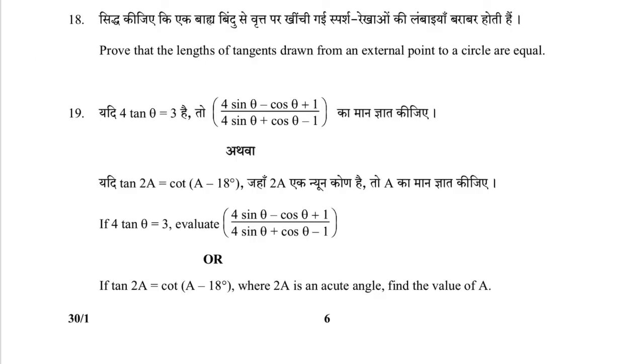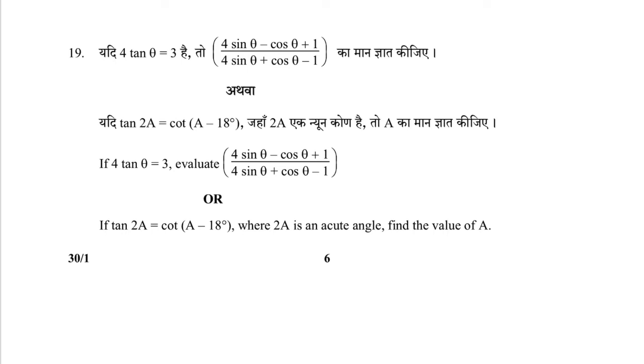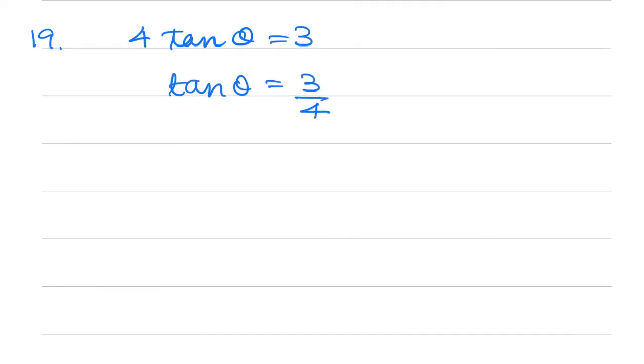Number 19. In this, we are given 4 tan theta is equal to 3, and we need to find out the value of 4 sin theta minus cos theta plus 1 divided by 4 sin theta plus cos theta minus 1. We are given 4 tan theta is equal to 3. So tan theta is equal to 3 by 4, and we know tan theta is the ratio of perpendicular by base. Therefore, we can say that perpendicular is equal to 3x and base is equal to 4x.